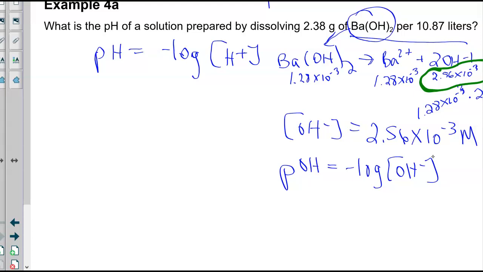So I'm going to punch in the negative log of 2.56 times 10 to the negative third. So 2.56 EE negative 3. I'm going to hit the log of that and take the negative log, depending on your calculator. You're going to get 2.59. So what I did on my calculator is I took negative log of 2.56 times 10 to the negative third. Remember, for times 10, we're hitting the EE button. And you get 2.59. This is a pOH.